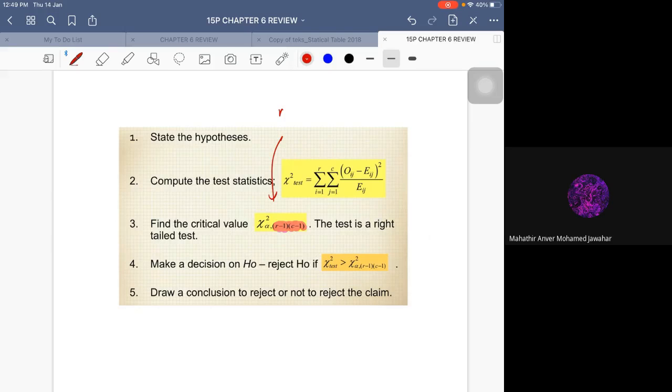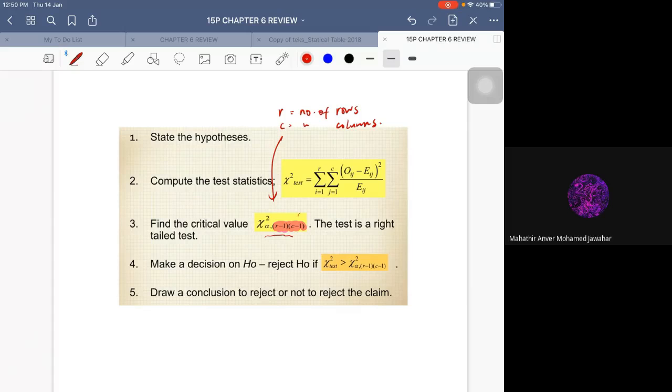R stands for the row, so r is going to be the number of rows. And c is going to stand for the number of columns. Depending on how many rows and how many columns you have in the data, you're going to multiply r minus 1 by c minus 1. That will be the second parameter in your chi-square when you find the critical value.